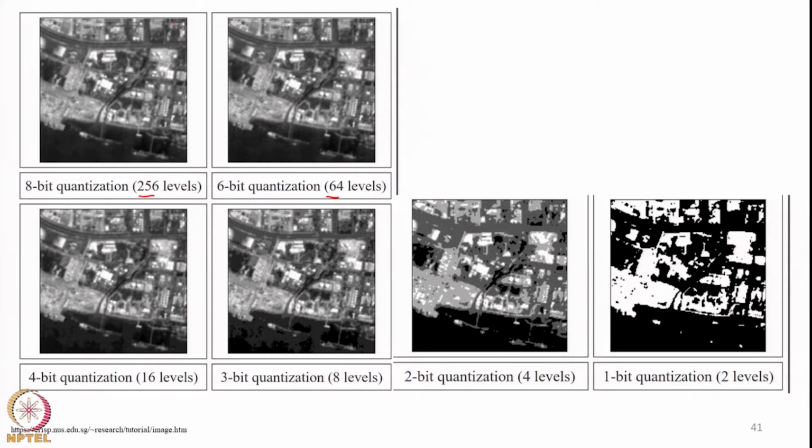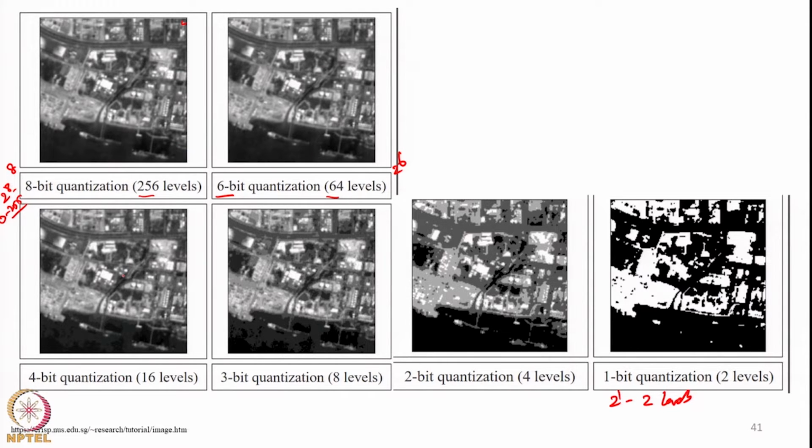That is, for representing the incoming signal in each pixel, here we use 8 bits of memory. So, 2 power 8, that is 0 to 255 values it can take. Here it is 6 bits, so 2 power 6. Here it is 1 bit, so it is 2 power 1, just 2 levels, and so on. Each image is the image of the same area represented with different quantization levels.